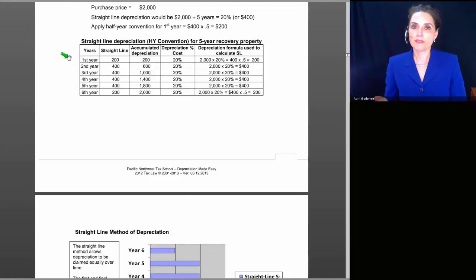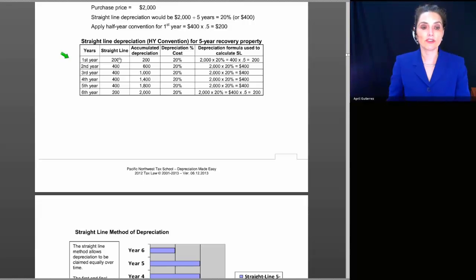The computer is 5-year property, but in the first year you get half a year of depreciation, and in the last year you get half a year of depreciation. So technically speaking, you're claiming deductions for this 5-year property over a period of 6 years. And in the first year, you're going to get $200 of depreciation. You're going to go 2,000 times 20% equals 400. Multiply that by the half-year convention, $200.